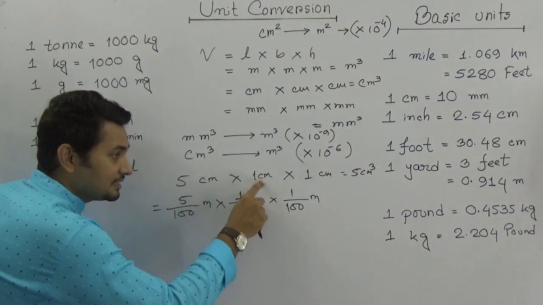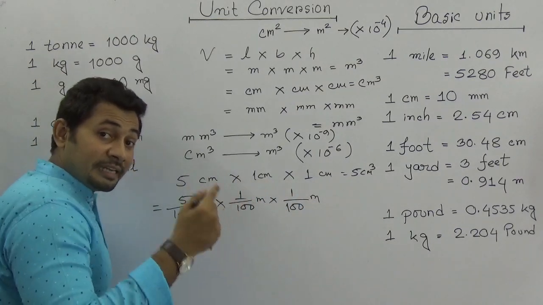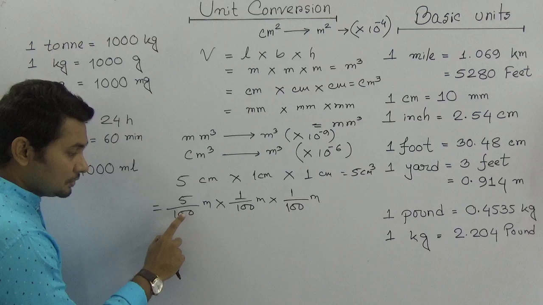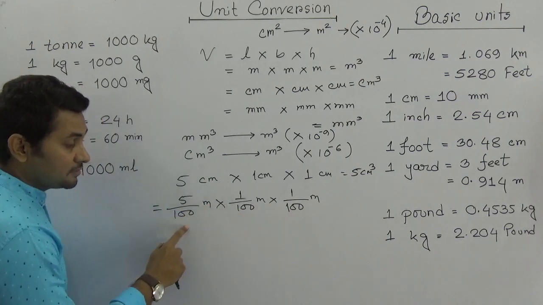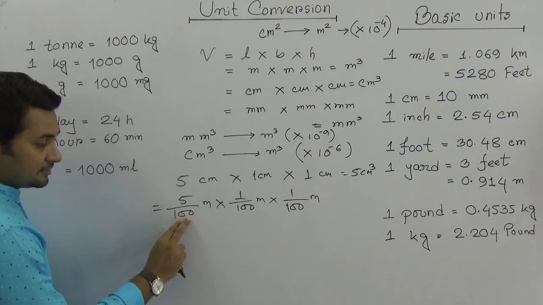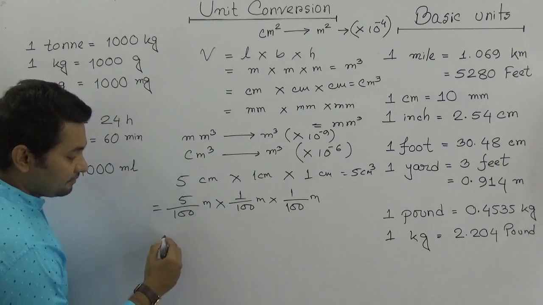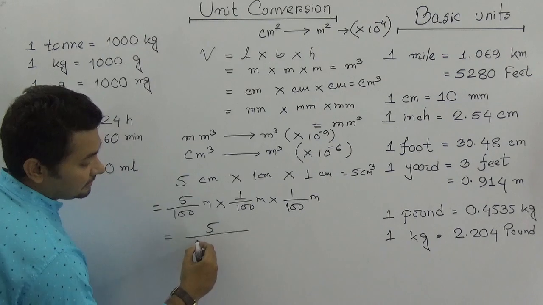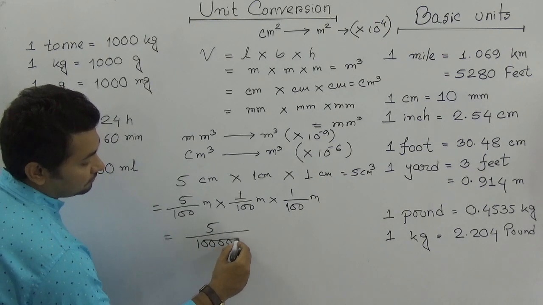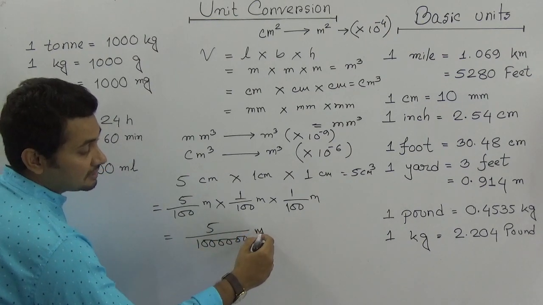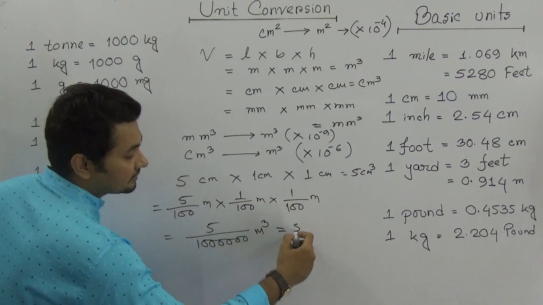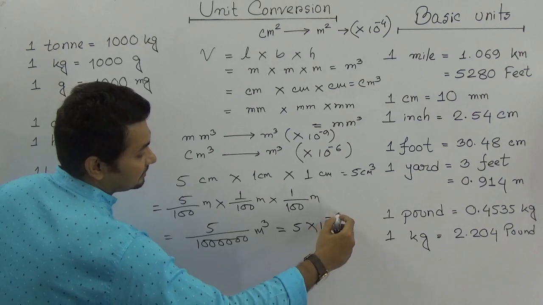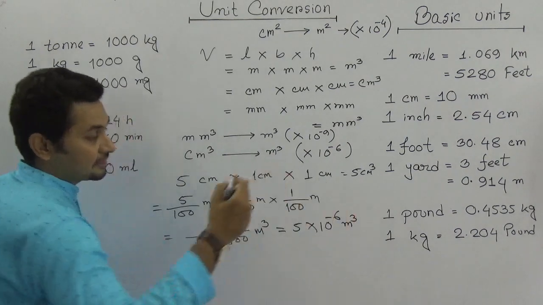So I convert 3 centimeters into meters by dividing by 100 each time. So 100, 100 and 100. Every time you need to divide it by 100. So together 6 zeros we have, that is 1, 2, 3, 4, 5, 6. That is meter cube. So directly we can write 5 times 10 to the power minus 6 meter cube.